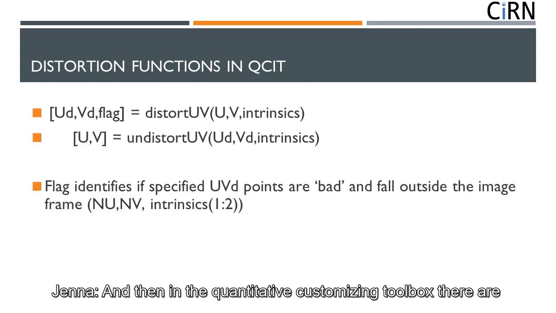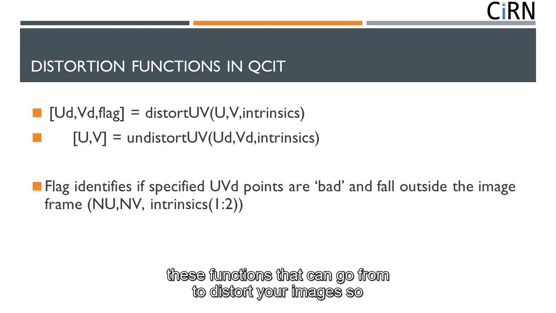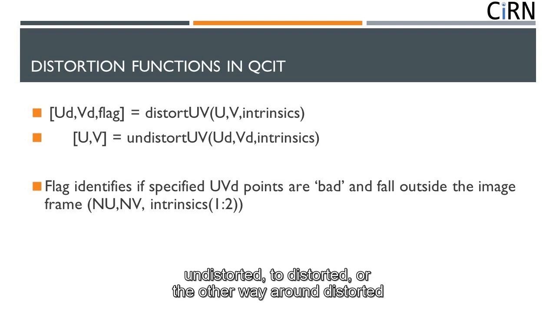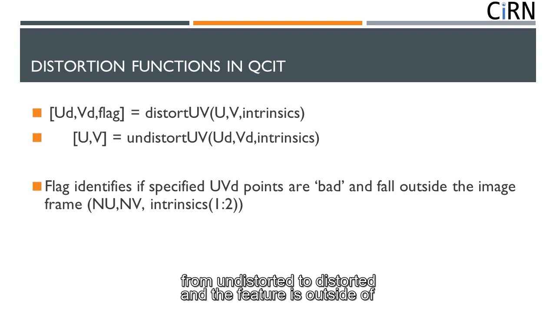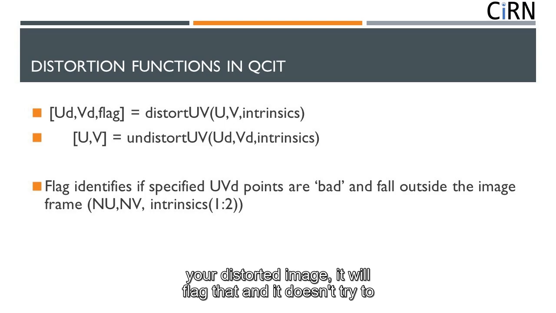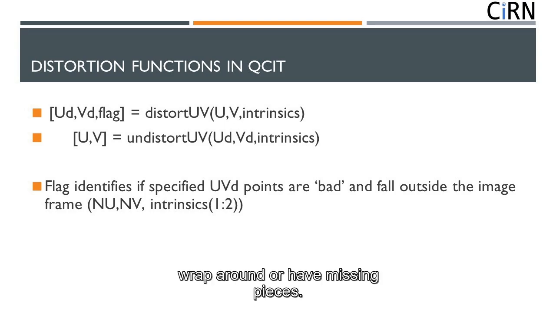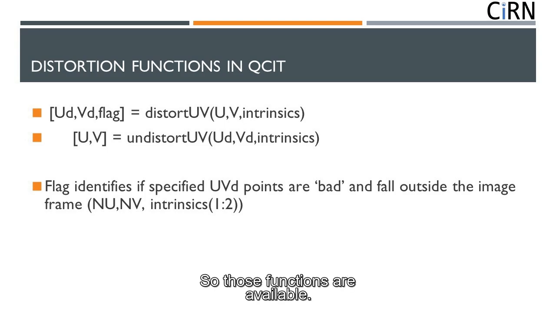And then in the Quantitative Coastal Imaging Toolbox, there are these functions that can go from undistorted to distorted, or the other way around, distorted to undistorted. In the distortion case, if you're going from undistorted to distorted and a feature is outside of your distorted image, it will flag that and doesn't try to wrap around or have missing pieces. So those functions are available.